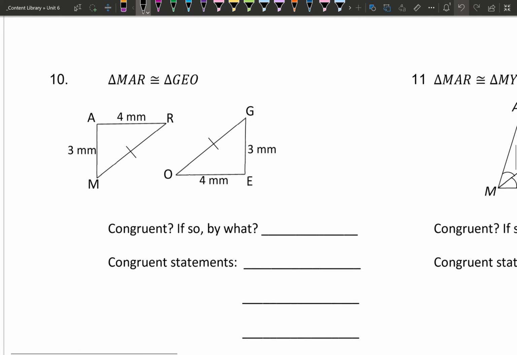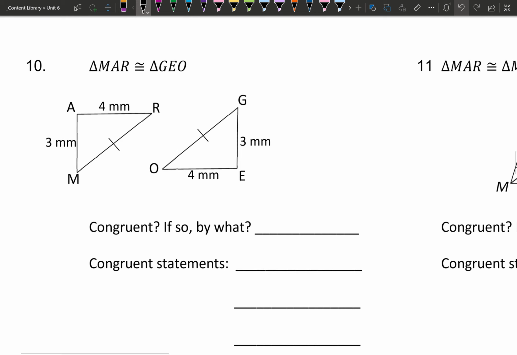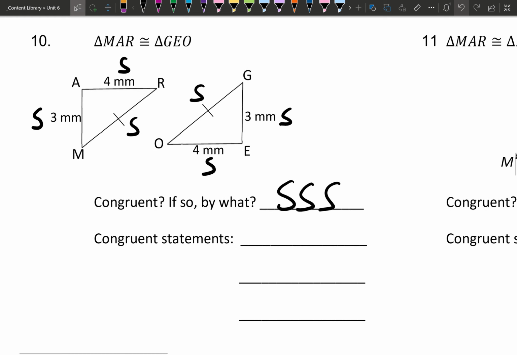All right, at number 10, I see two triangles. Each of them have two sides labeled 3 and 4, and then a tick on the third side. Well, let's check it out. If they both have a side that's 3, a side that's 4, and a side that's some measure, then they're congruent by side, side, side. I gotta say this though, I know the measure of the missing side. It's 5.